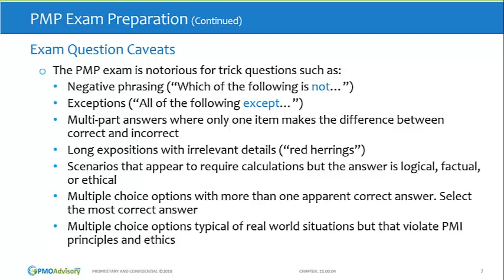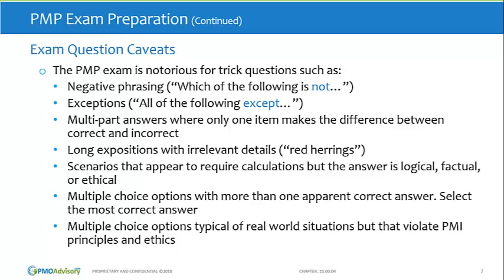Long questions with detailed exposition that could be called red herrings. That means that all that detail is actually irrelevant to the true question and its answer. There will be scenarios that appear to require calculations, but the answer is actually logical, factual, or ethical. Watch out for these because you don't want to waste time working out calculations when they're not needed.